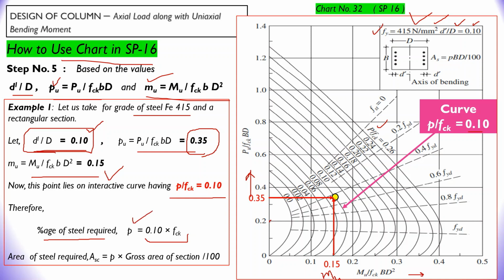So based on this percentage of steel value, we can easily work out the area of steel required. That will be p divided by 100, that is 3%, into the gross area of the section. So this is the way we can get the data or value of p by fck, and based on that value we can easily work out the area of steel required in this type of section which has all these parameters.